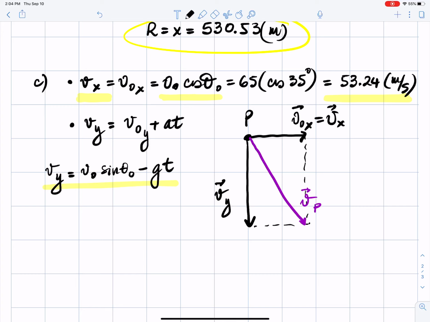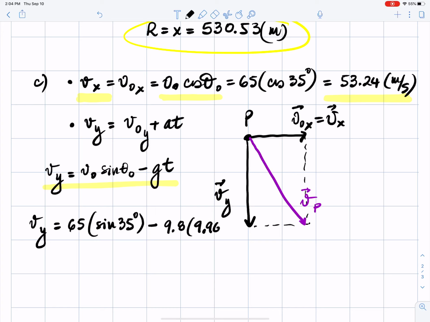Now by plugging in our numbers, you get 65 sine of 35 degrees, minus 9.8 times 9.964. By introducing everything in a calculator, paying attention to your signs, you get negative 60.36 meters per second. And you're going to ask yourself, what exactly is that negative there? The negative just shows that it is oriented down, and remember, down was against the positive that we established.